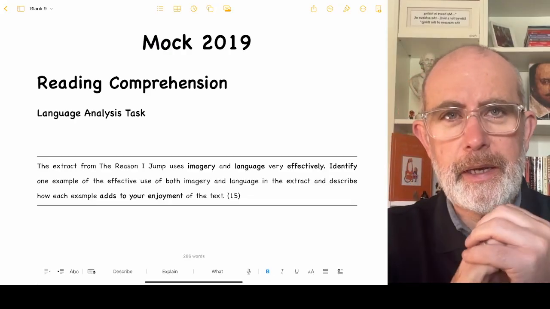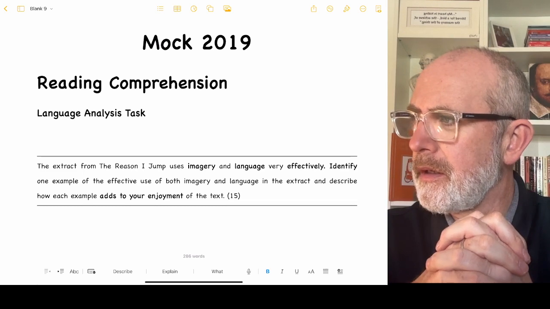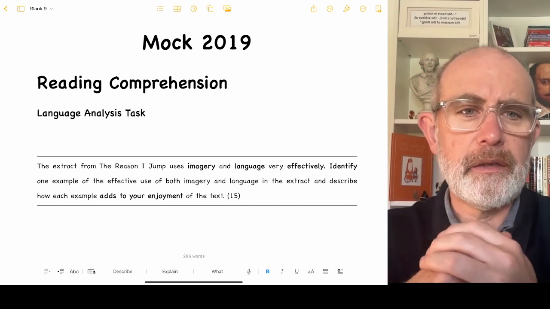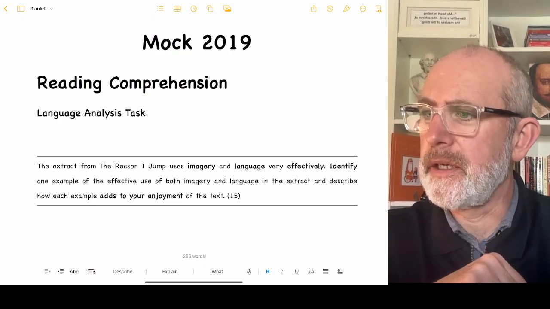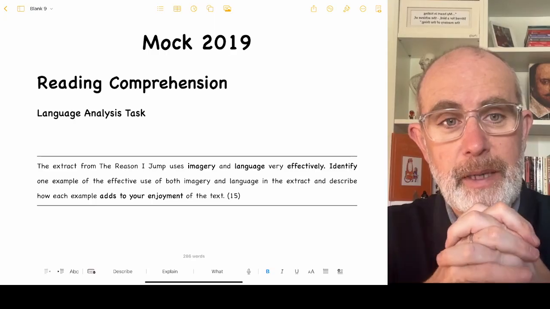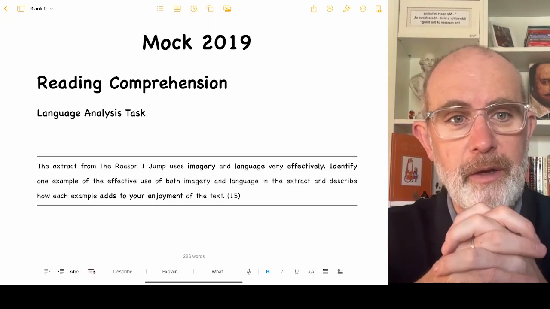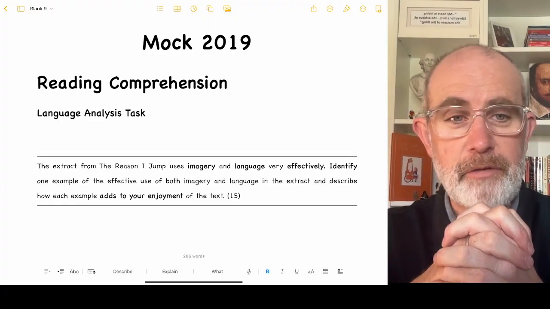So this is a junior cycle language analysis task. We can expect there to be language analysis tasks on every junior cycle paper. Part of what you're being examined on in English is your ability to demonstrate the understanding of how language is used effectively. And this is a really good example.